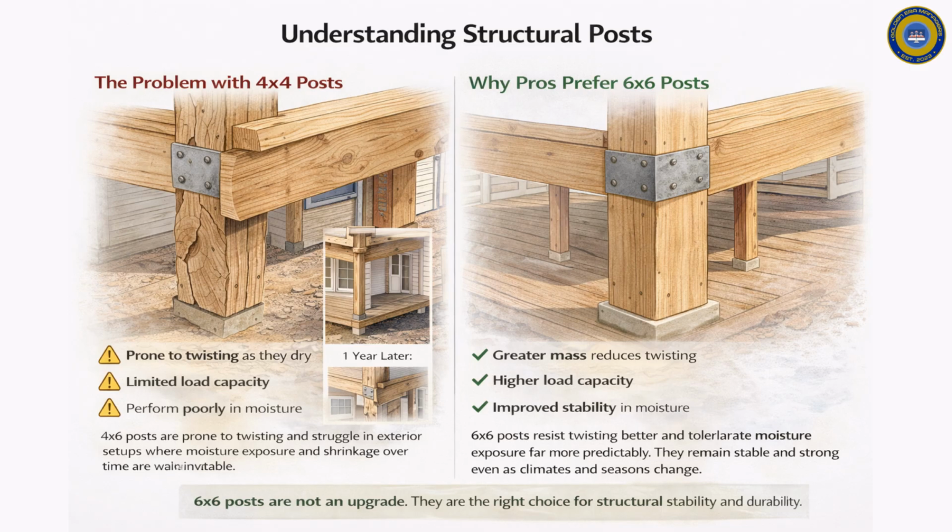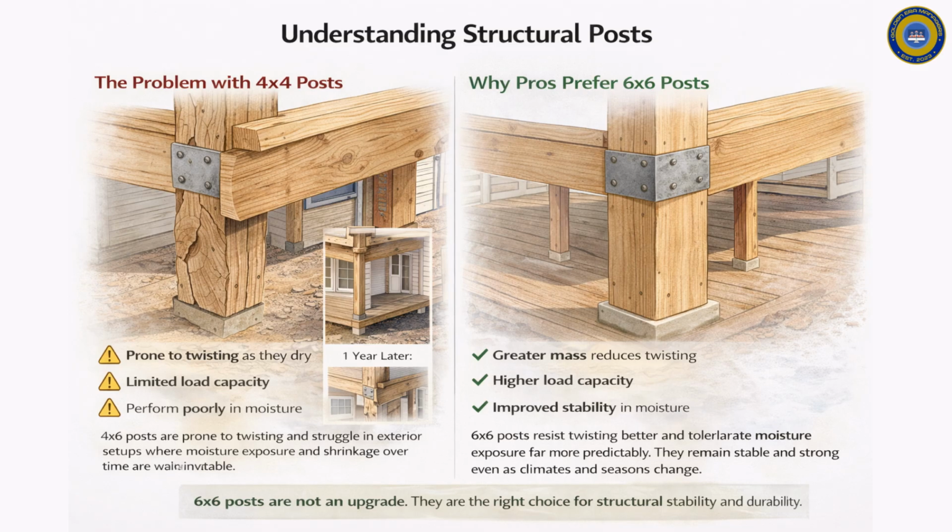The problem is not immediate strength. The problem is long-term behavior. 4x4 posts are prone to twisting as they dry. Their smaller cross-section means moisture leaves unevenly, and once twisting begins, it cannot be corrected in place. They also offer limited load capacity and perform poorly over time in moisture-exposed environments like decks, porches, and exterior structures.